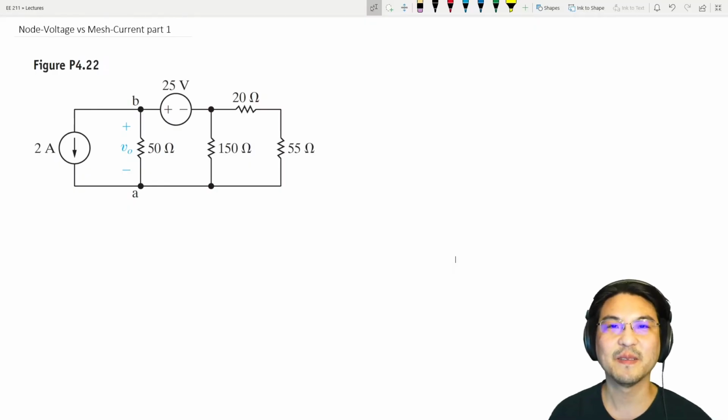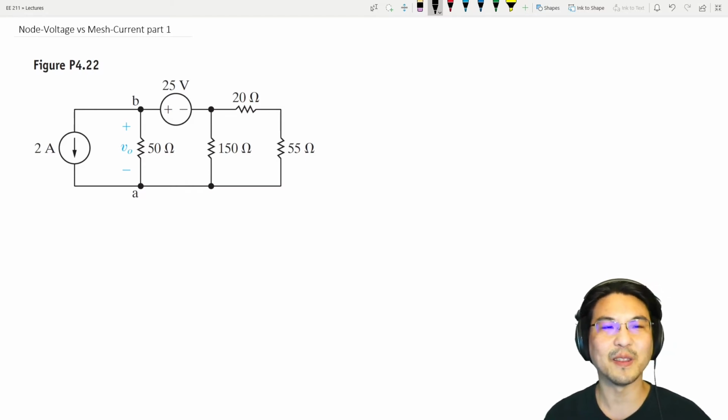Hey everybody, let's get more practice doing the node voltage method and the mesh current method, especially in figuring out which one would be the better option. And really, while you're in school, you should practice both methods so you get a feel for which one works in which situation. But let's do some examples just so I can point out what to look for.